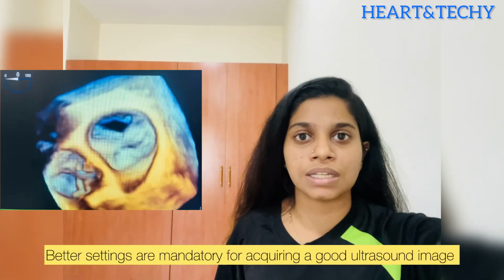So we have to know what is meant by ultrasound physics thoroughly before we are scanning. Those who are working in the ultrasound field also have to continuously acquire knowledge regarding ultrasound physics in order to acquire good images.